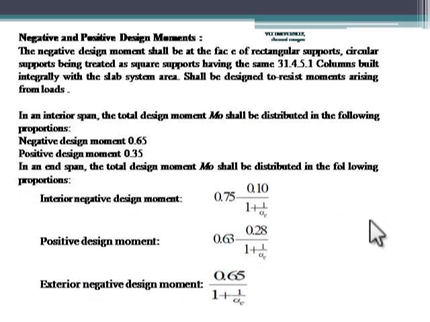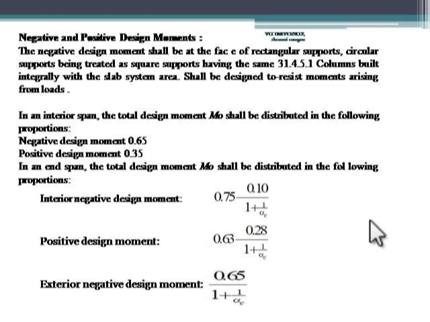So now, negative and positive design moments. Negative and positive design moments are located at the face of rectangular support, circular support being treated as square support having the same area.